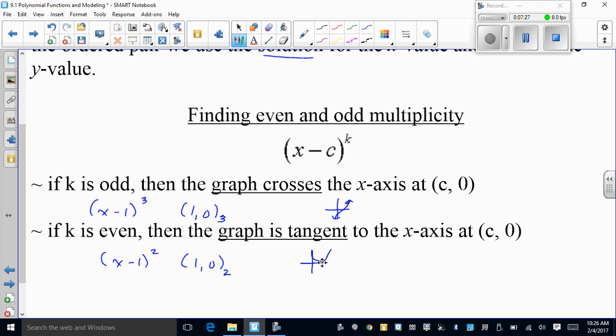I know you guys are going, oh, that's obvious. Tangent means it touches it and it goes back. So it's kind of like bouncing a ball on the floor. It hits the floor and bounces back up. It doesn't go through the floor.